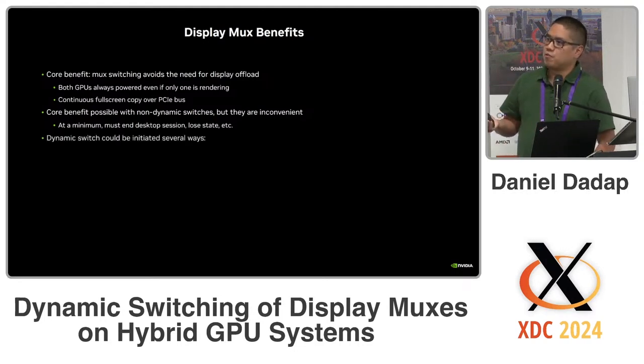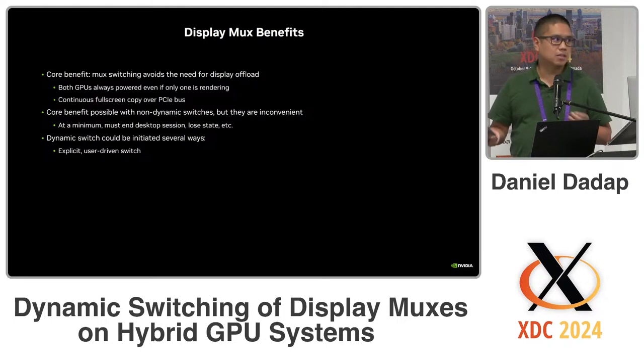And there's a few different ways that you could kick off one of those dynamic switches. Probably the most naive way is having it be completely explicit. And here's where you can imagine a control panel that has some kind of user interface element that lets the user toggle on demand one GPU or the other.